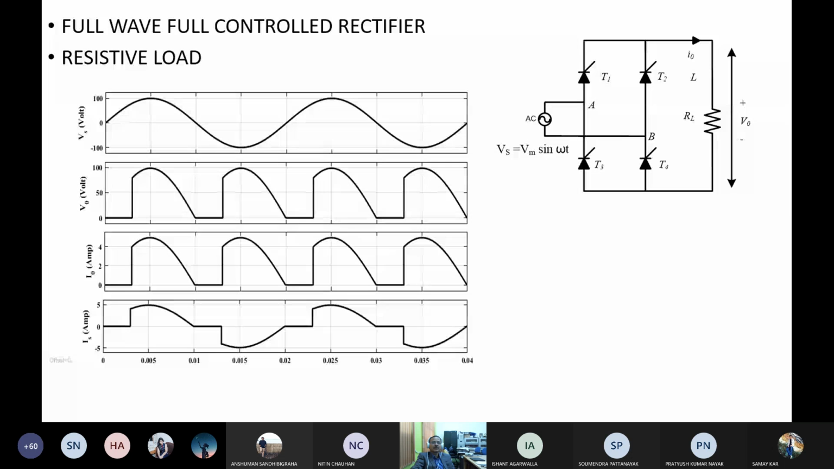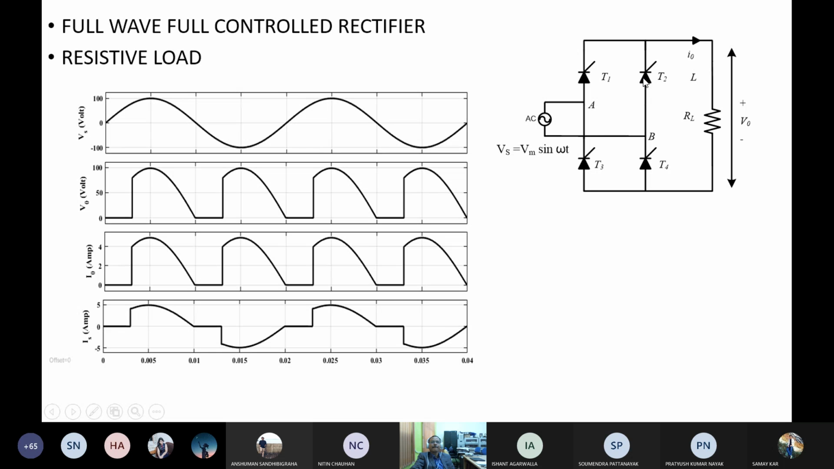So with resistive load, the performance of full control and half control will be the same because voltage and current are in the same phase. So current 0 means switches are off. In the first half cycle, T1 and T4 are turned on. So current flows through T1, load, T4 and back to source. So load voltage is source voltage.